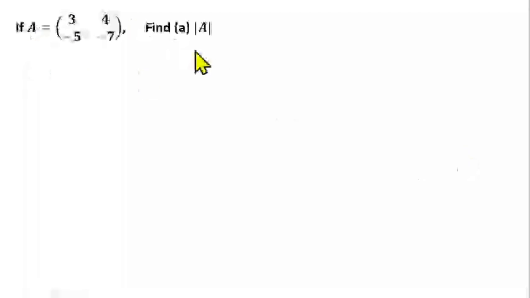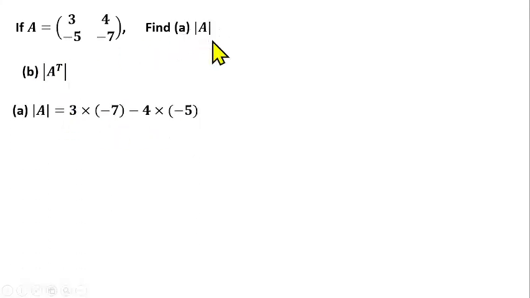Alright, let's see more questions. So we have a matrix A. We are given matrix A, and you have to find the determinant of matrix A. Then for B, you have to find the determinant of A transpose. That is, you have to transpose the matrix, then find its determinant as well. So it's very simple as well.